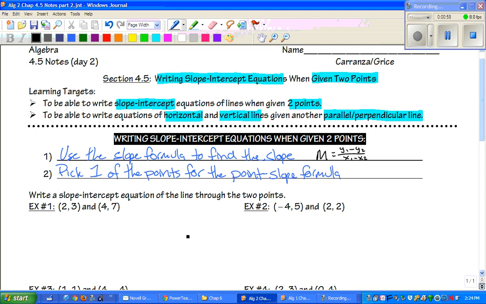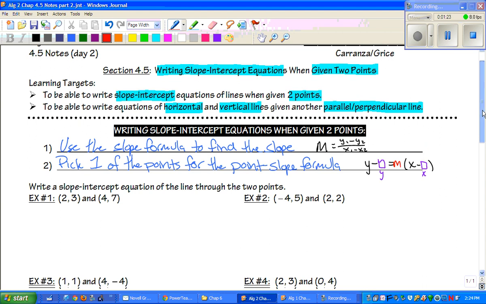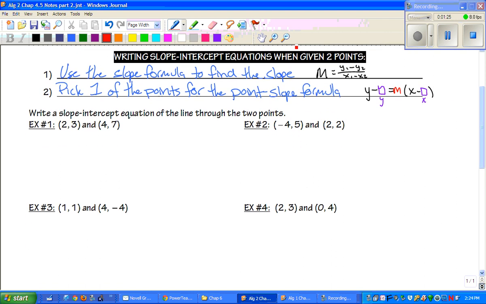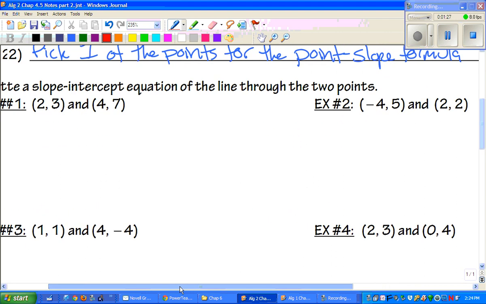And the second step is to pick one of those points and plug it into the point slope formula. And that's what we've been working on. Y minus your y equals the slope times x minus x. So this is where we plug in the y. That's where we plug in the x. And then here is the slope. Okay? So those are the 2 things that you need to know. And we're going to be going through a couple different problems so we can get used to it.